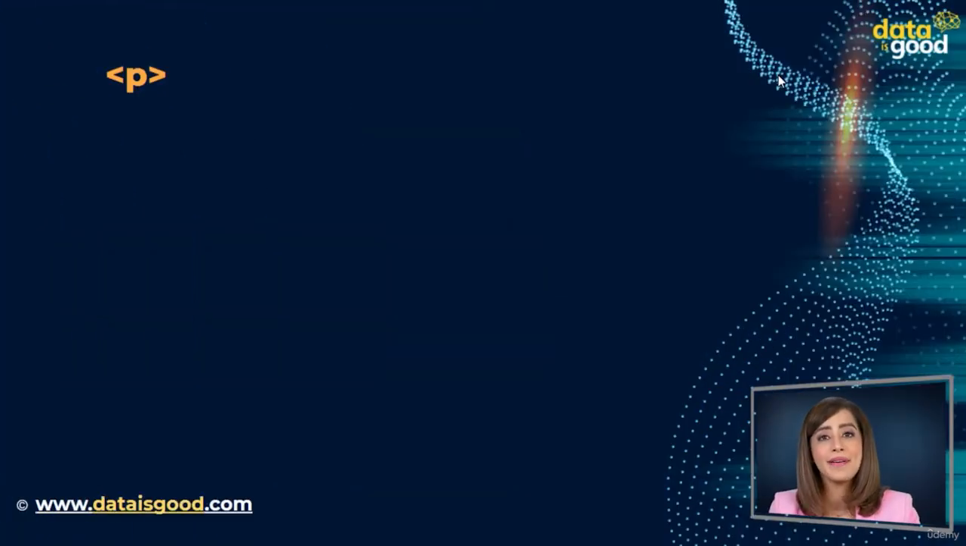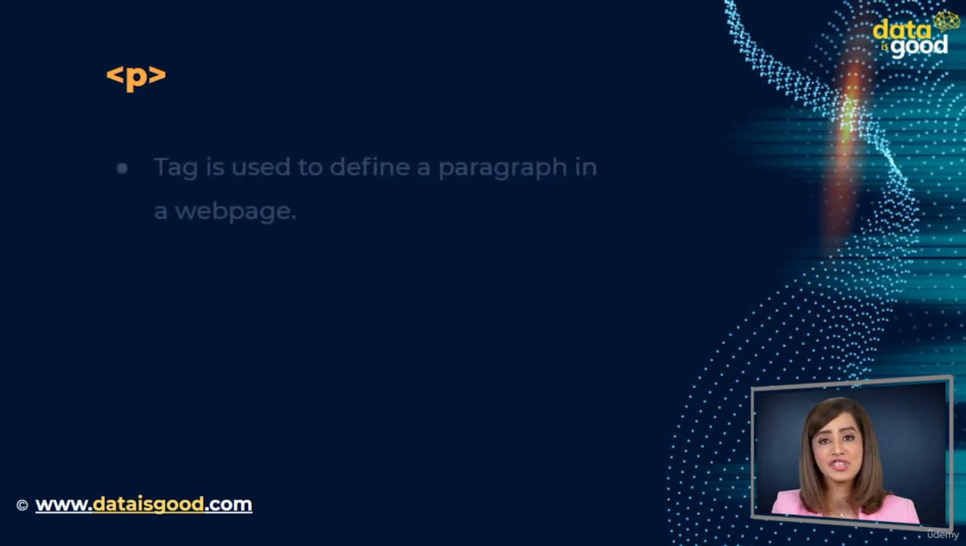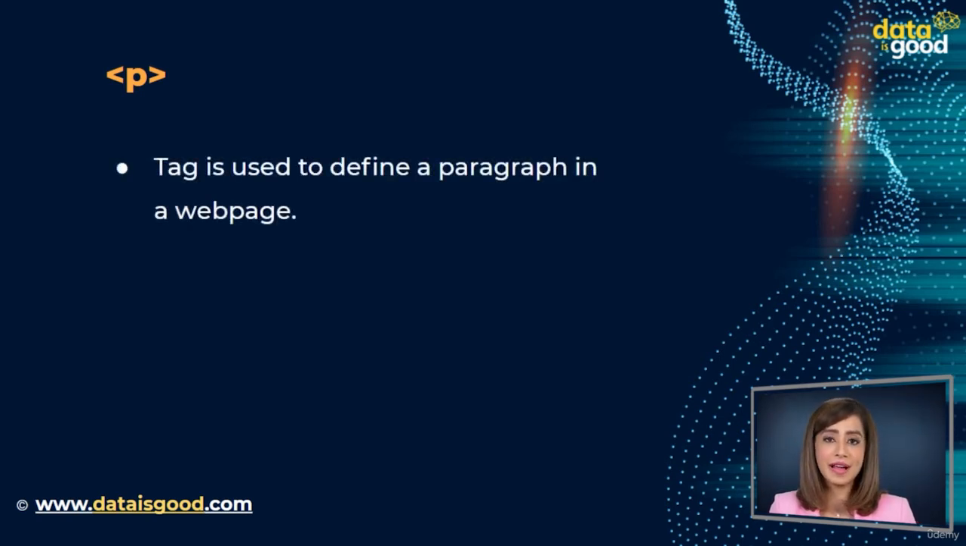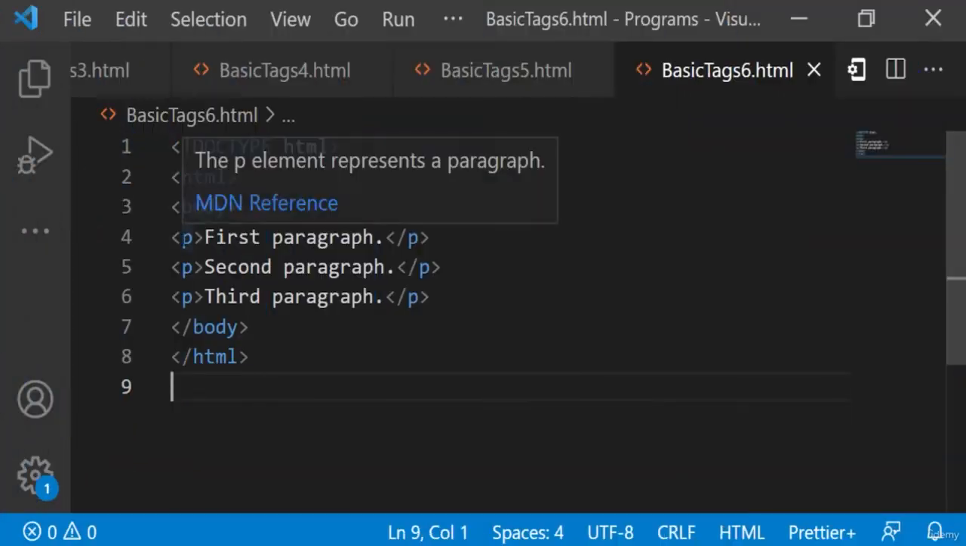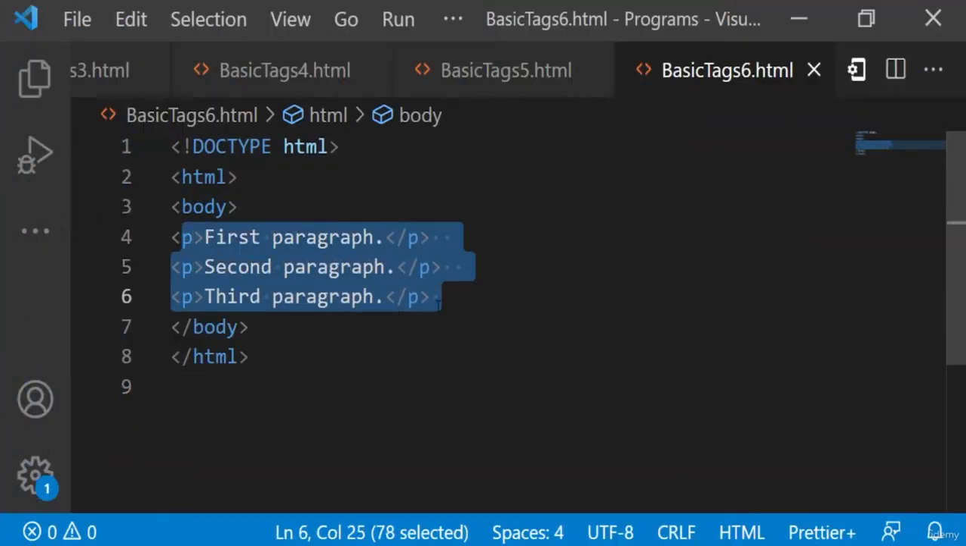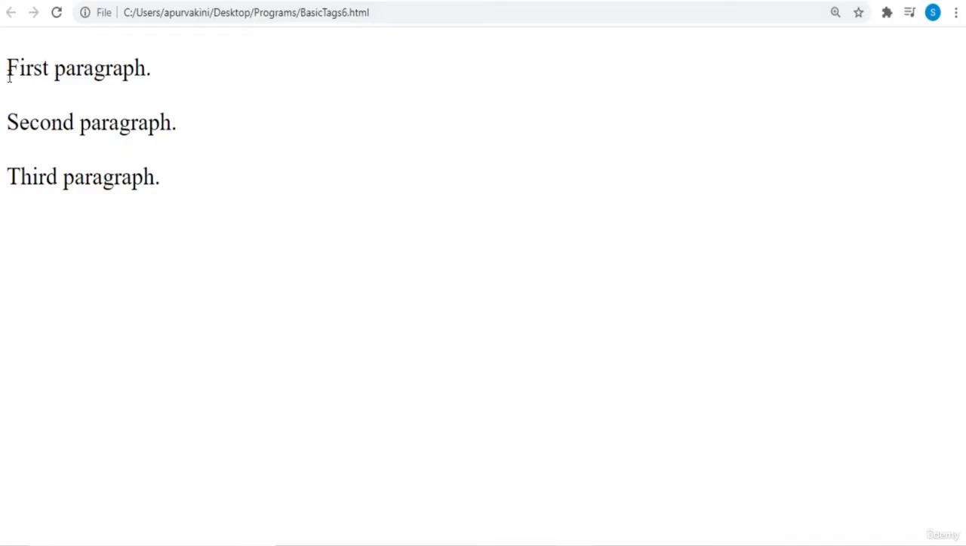And now we have a p tag. The HTML paragraph or p tag is used to define a paragraph in a web page. A p tag indicates the starting of a new paragraph. Here is an example. After saving this file, we can see the output of the paragraph tag.